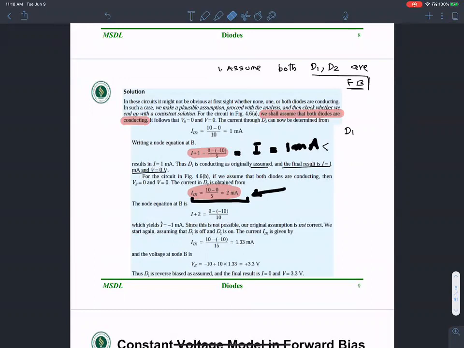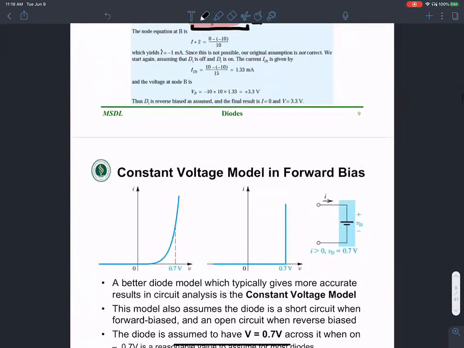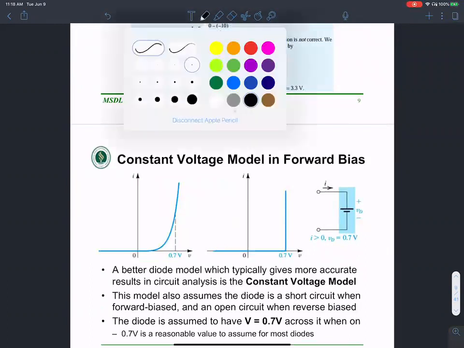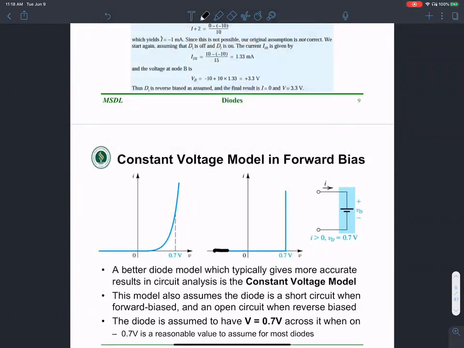Assume both D1 and D2 are forward biased. Then that gave me an inconsistent solution. Then assume D1 is off and D2 is on, and that gave me a consistent solution. So the ideal diode model was like this: when there is no forward bias, the current flowing is 0. When there is a forward bias, it's a short circuit.